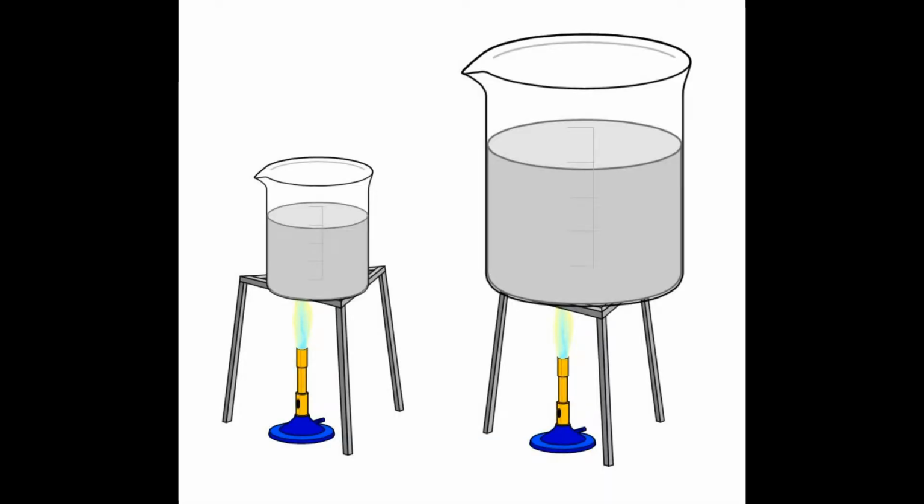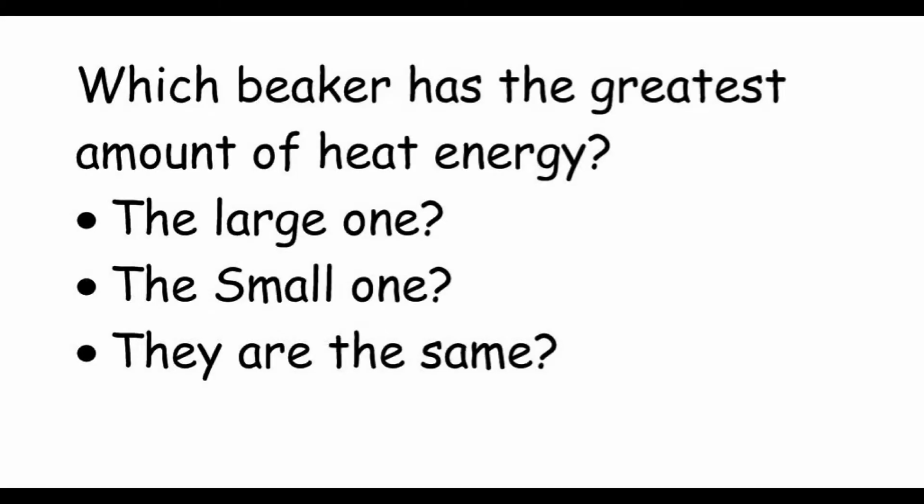In this review lesson, we are looking at the difference between heat and temperature. Let's imagine that we heat two beakers of water. One is a large beaker of water and the other one is a small beaker of water. Both beakers are heated for the same time with identical Bunsen burners. Which beaker has the greatest amount of heat energy? Is it the large beaker, the small beaker, or are they the same?